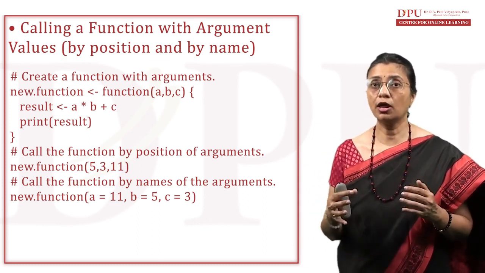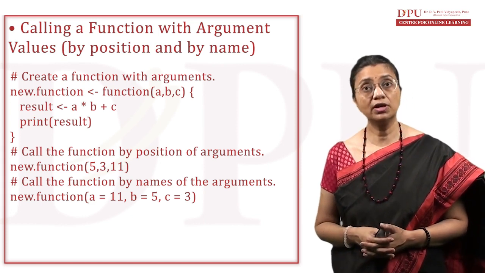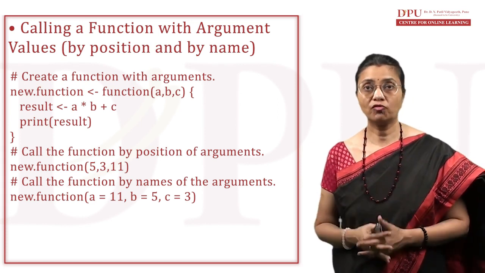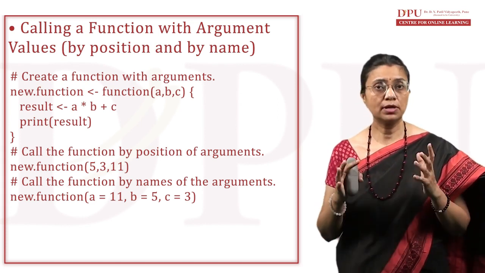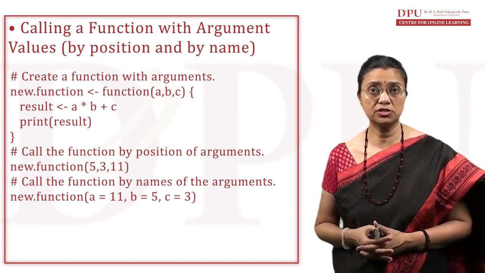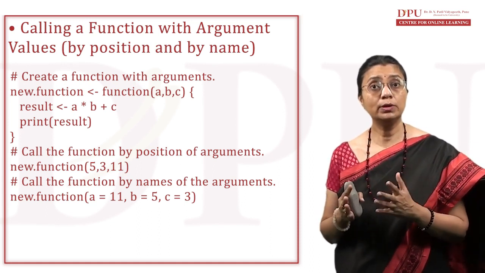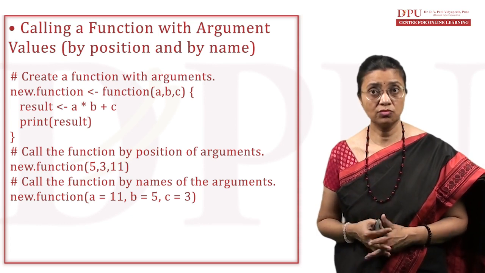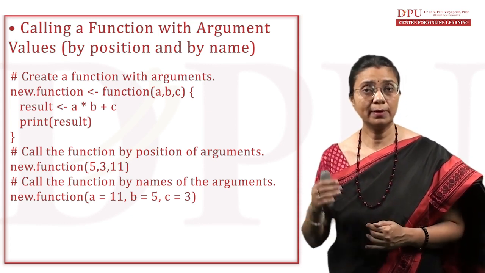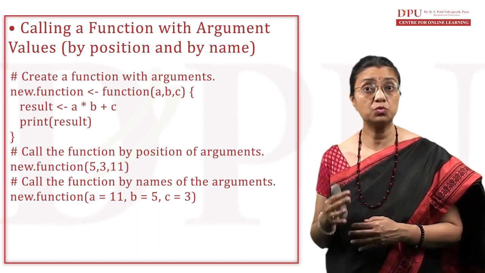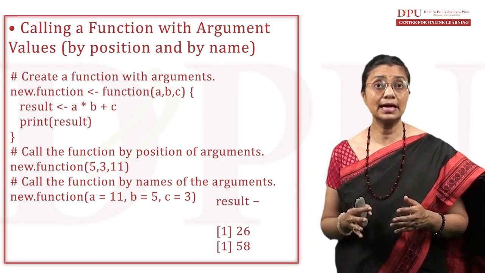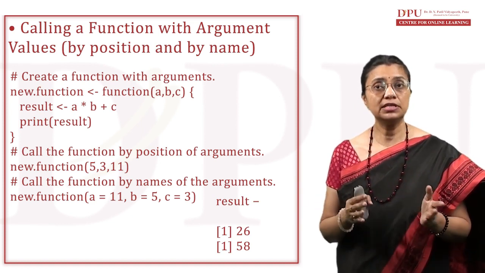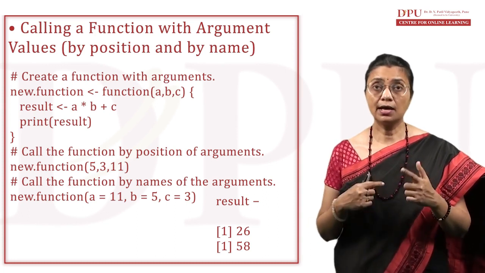In the next line, the function is called by names of the arguments. Here we are directly writing a equals 11, b equals 5 and c equals 3. You can see that the values of a, b, c have changed. So a into b is 55, plus 3 is 58. As per the precedence rule, calling the function by name of the argument gives a different result, which is 58. Whereas when we passed 5, 3 and 11, 5 into 3 becomes 15, 15 plus 11 becomes 26. So the answer was different.